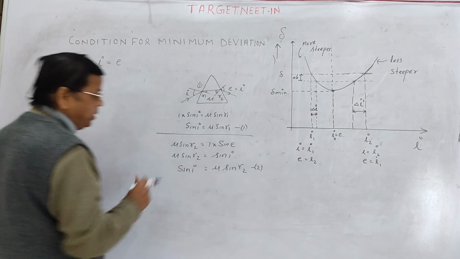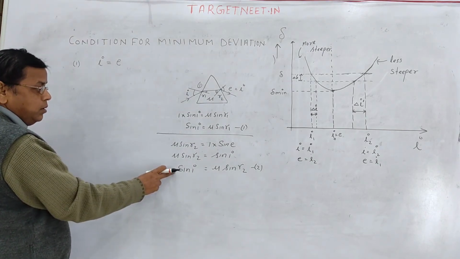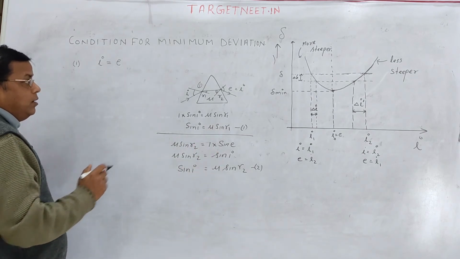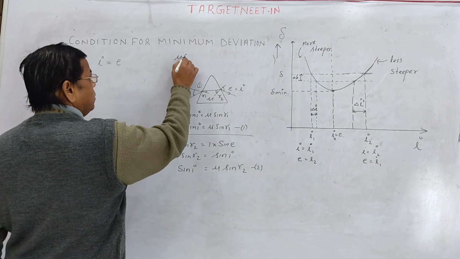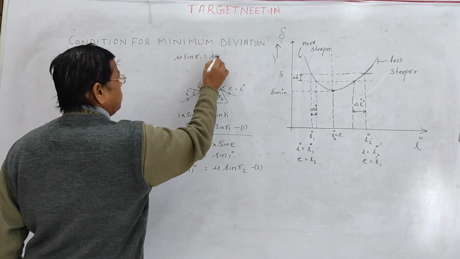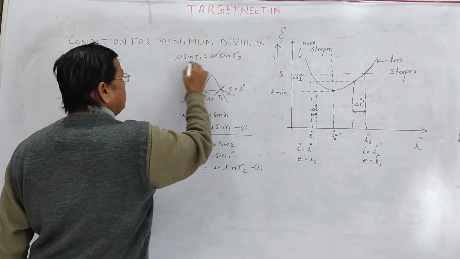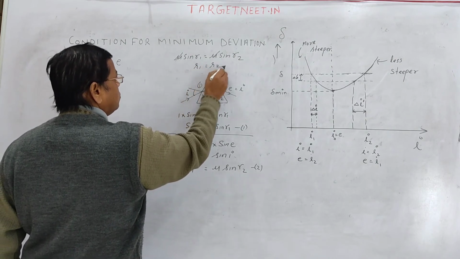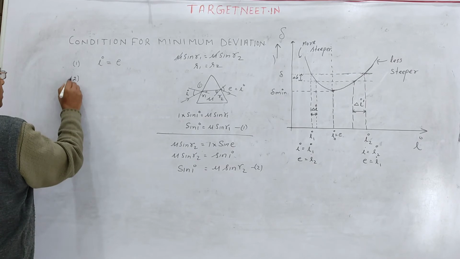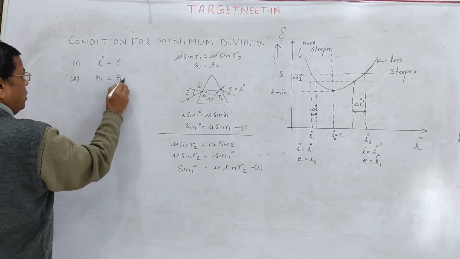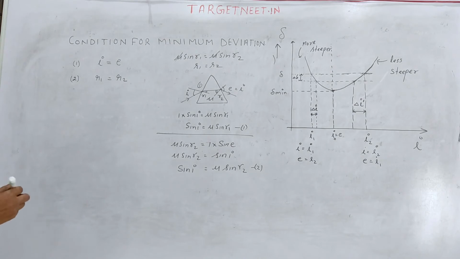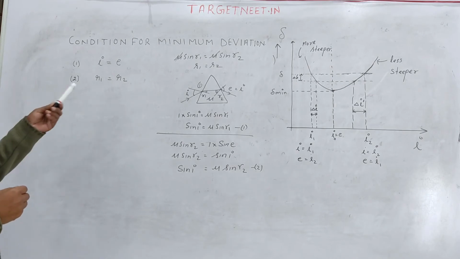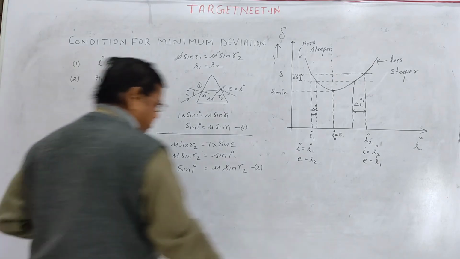Now if you compare equation 1 and equation 2, see the left hand side is the same, so the right hand side should be the same. It means I can write mu sine R1 is equal to mu sine R2. Mu cancels. It means sine R1 equals sine R2, hence R1 is equal to R2. So the second condition is R1 is equal to R2. So if R1 equals R2, I will be equal to E and deviation will be minimum.